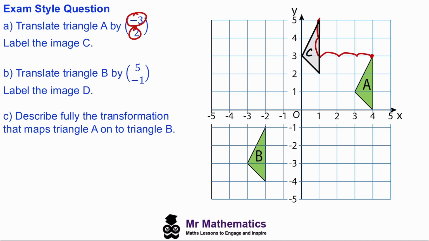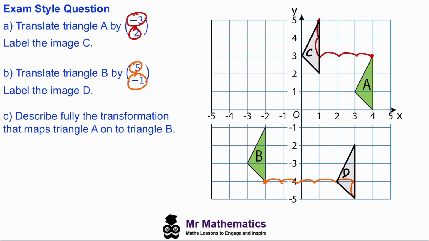For question B, we'll pick a vertex. This time we've got positive 5. So we'll go 5 to the right, 1, 2, 3, 4, and 5. And we're going 1 down. So then we'll recreate the object from this point, and we get our new image, which we'll label D.